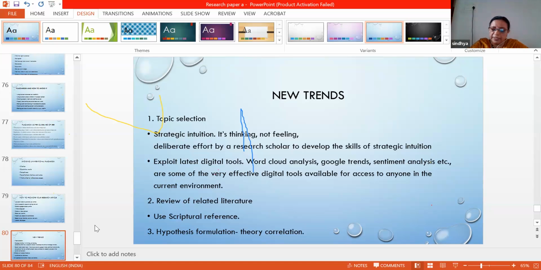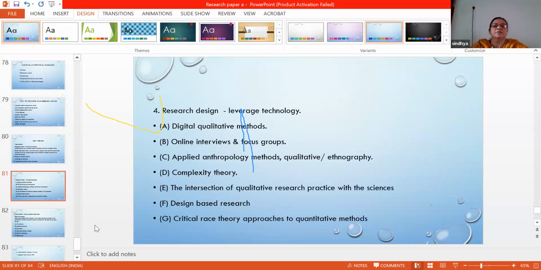And when we formulate a hypothesis, we should correlate theory. So different theories are there. When we correlate the accepted theories in the research hypothesis, it gains better reach and better readability in these kinds of hypothesis formulation.